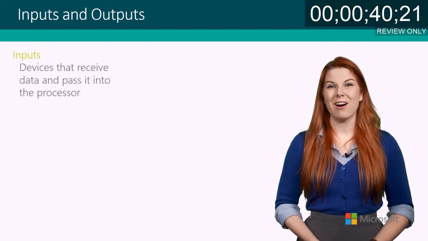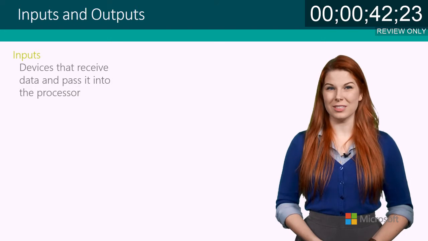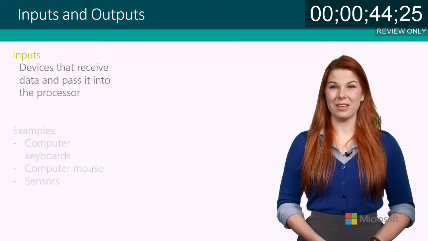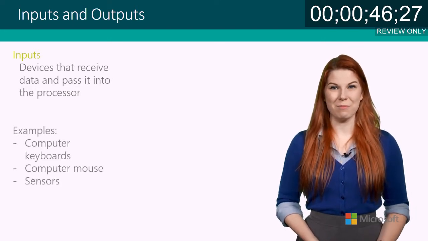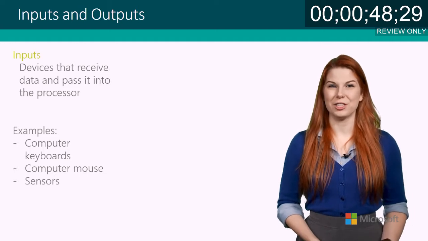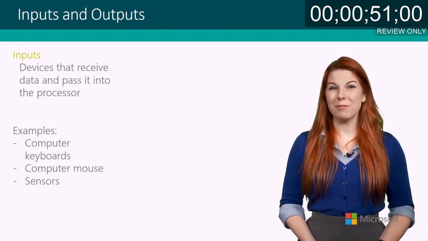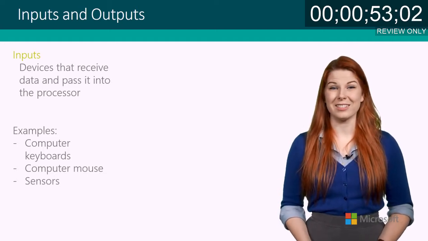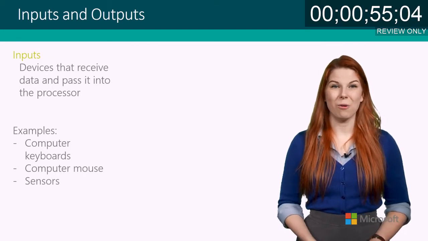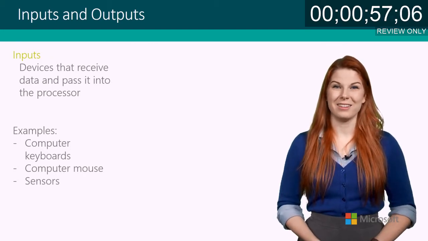Input devices are things that collect real-world data and send it into the processor. In desktop world, that's your keyboard or your mouse. That's sending information into the computer. In embedded world, those are sensors that collect things like temperature or height or changes in humidity.